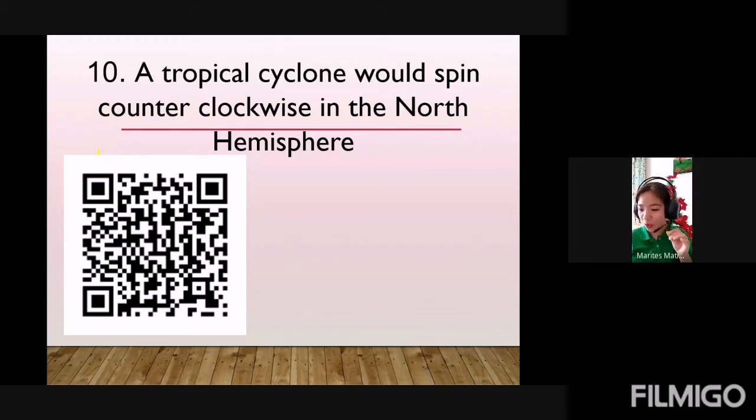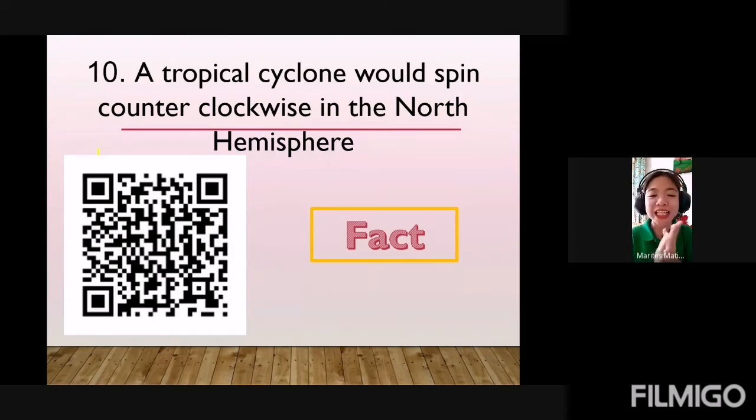Si Jasmine pala. Answer, it's a fact. Ayan, so the tropical cyclone will spin counterclockwise in the northern hemisphere while clockwise in the southern hemisphere. Okay, so palakpakan natin yung mga sarili natin for a job well done. First, after our online class. Okay, thank you mga anak.